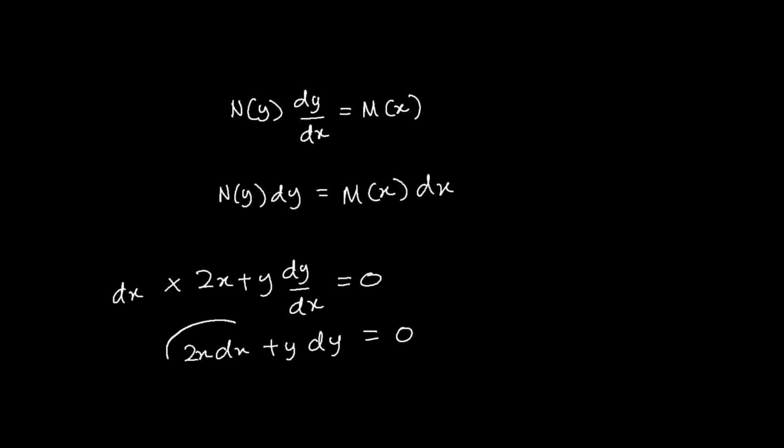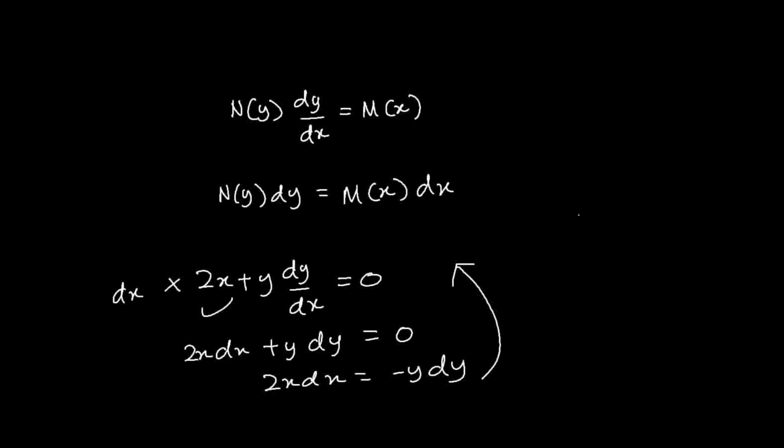This term here has the x variable and this term here has the y variable. So from here you can write this as 2x dx equals minus y dy. We've grouped the x term separately and the y term separately. Comparing this to what we have here, you see that you're able to separate the variables. Therefore, this differential equation is a separable first order differential equation.